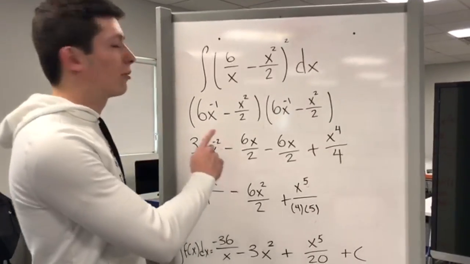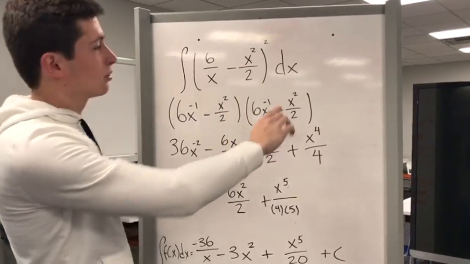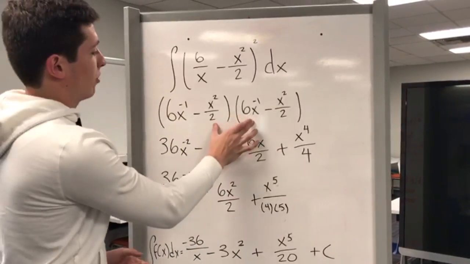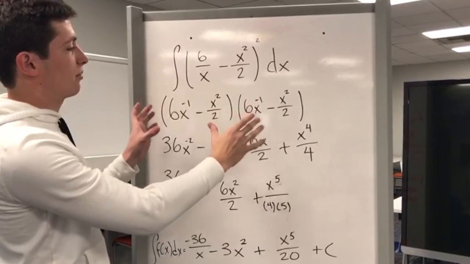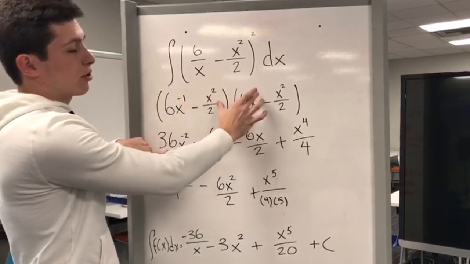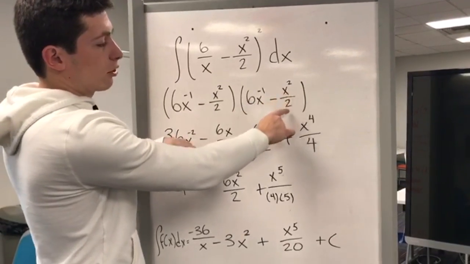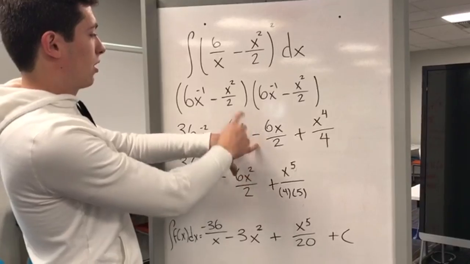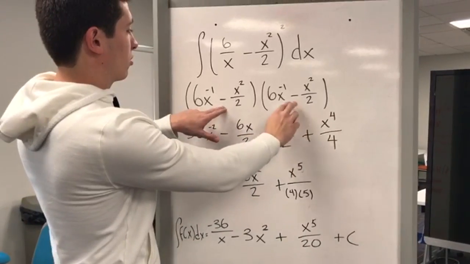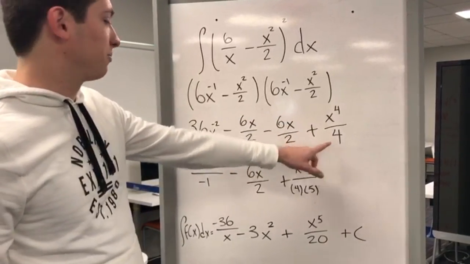Okay, I have to do problem number 5, and the problem is (6 over x minus x squared over 2) squared. So first, I have to do the distributive property, and because it's a square, everything multiplies everything. So it's 6 times 6, it's 36x to the minus 2, because minus 1 minus 1 is minus 2, and then 6 over x times negative x squared over 2 is negative 6x over 2, and then x squared over 2 times 6 over x, and then plus, because you have two negatives, x to the 4th power divided by 4.